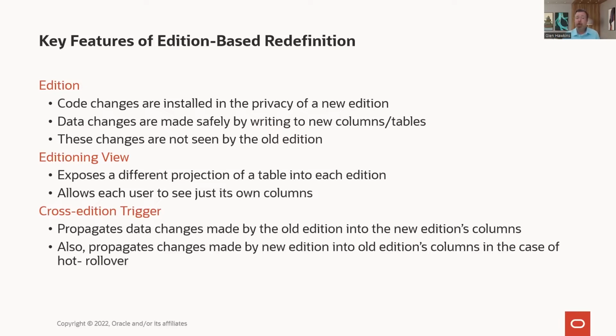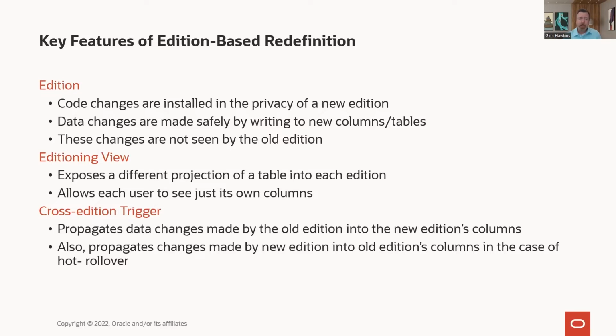And then we have to propagate those changes. We need to make sure they're reflected on both sides. So that's the cross-edition triggers. Their entire job is to propagate data between the old edition and the new edition and vice versa. So those transactions, for data integrity, need to happen in both directions.